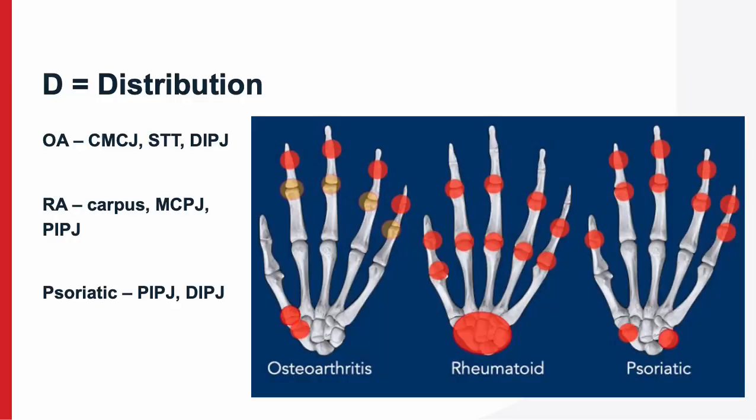D stands for distribution. You can look at the distribution within the hand and within the skeleton as a whole. And classically, different arthritises have different distributions within the hand. Osteoarthritis has a predilection for distal interphalangeal joints, thumb carpometacarpal joint, and the STT, or scaphoid trapezium trapezoid articulation. Rheumatoid arthritis classically involves the carpus, MCPJ, and PIPJ. And psoriatic arthritis commonly involves both PIP and DIPJ.